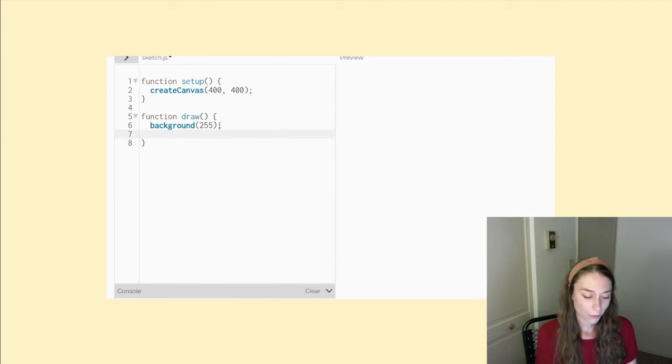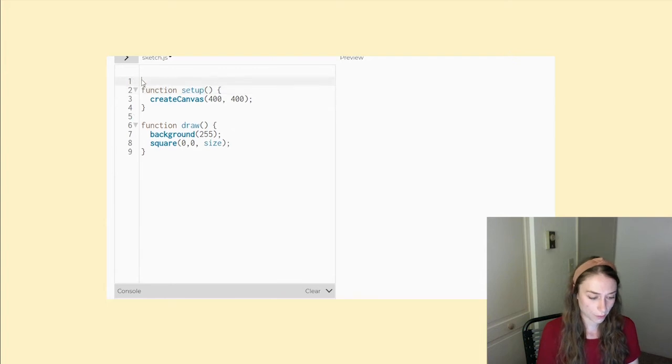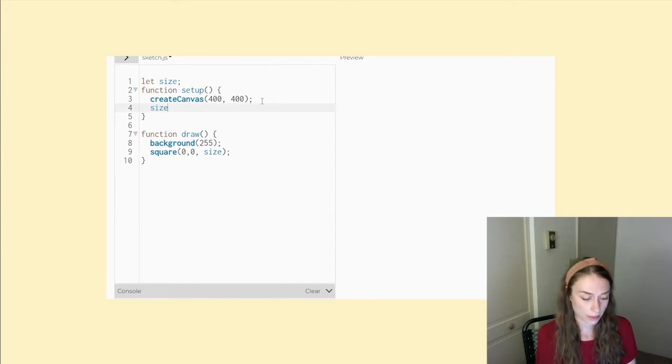But right now, we're just going to create a single square because I'm going to talk you through a new way of moving squares around the canvas. So let's just do a square at 0, 0 with a size of size. So I'm going to initialize a variable to control the size of our squares so that later on in this exploration, we can jimmy with that and change it and see what we think of it.